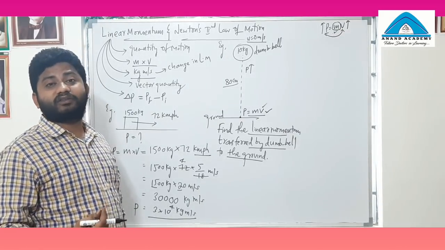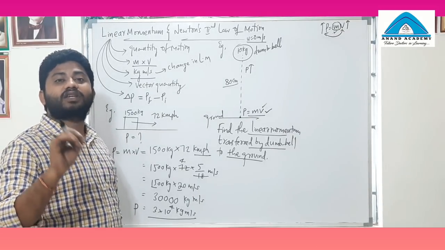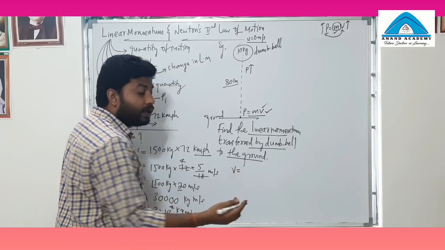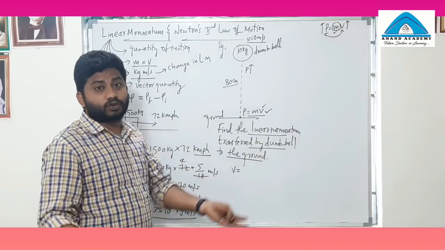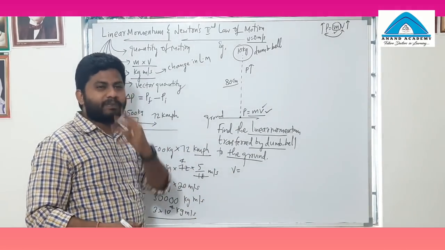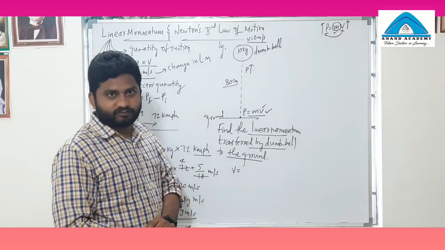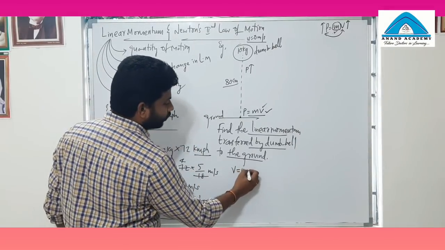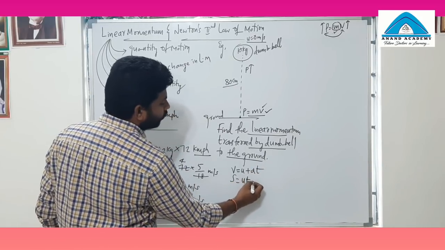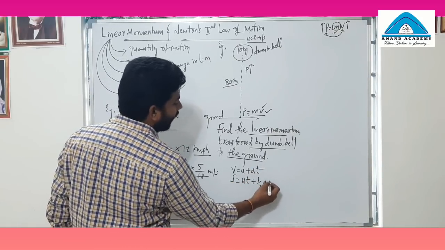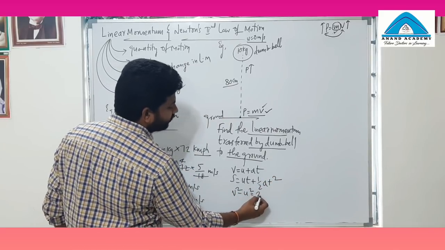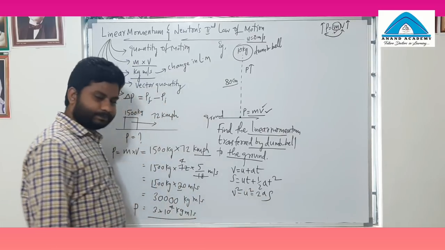To use the equations of motion, what are the physical quantities we have? For example, let me write the equations of motion. It will be a revision for most of the students who have joined recently. We have three major equations of motion. V is equal to U plus AT, S is equal to UT plus half AT square, and the third one is V square minus U square is equal to 2AS.